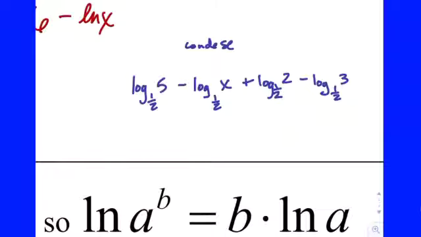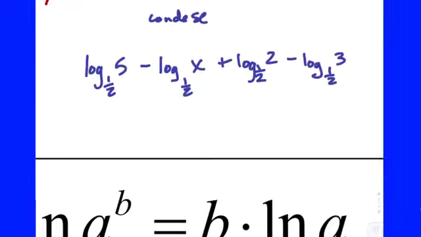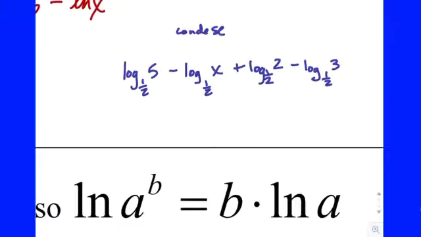After you condense it, then you can combine like factors. Here's how your thought process should go when you walk up to it. You should first take note of how many terms you have. 1, 2, 3, there's 4 terms, right? They all have log base 1/2 in it.